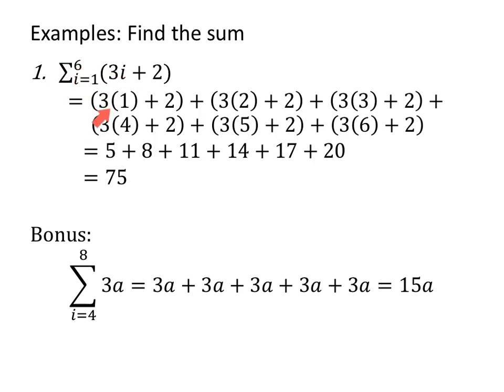And when I add all these, 3 times 1 plus 2, that's 5, that's 8, that's 11, 12 plus 2 makes 14, 15 and 2 makes 17, 18 and 2 makes 20, and then I add all of these together and I get 75, and you can check that. I'm not going to do it for you. You can do this. Hit pause.